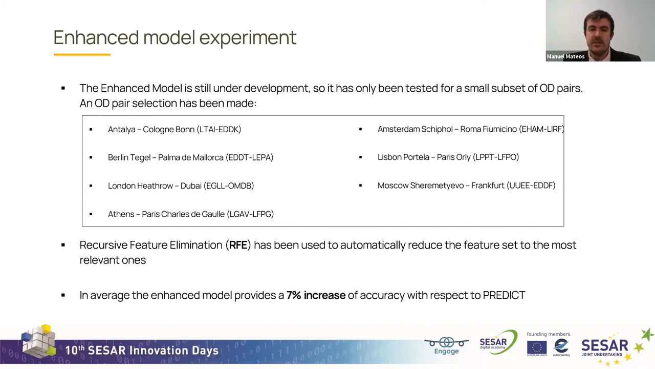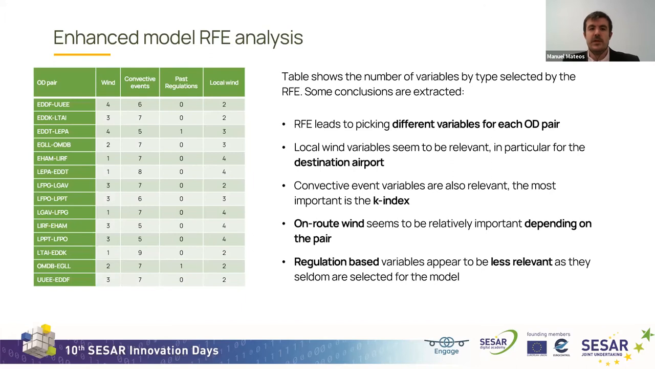recursive feature elimination also gives some interesting points, as we can see here in the table, where you can see the selected type of variables for each OD pair. As we can see, the variables are quite different for each OD pair. Local wind seems quite relevant. In particular, the destination airport seems to determine quite a bit the behavior.